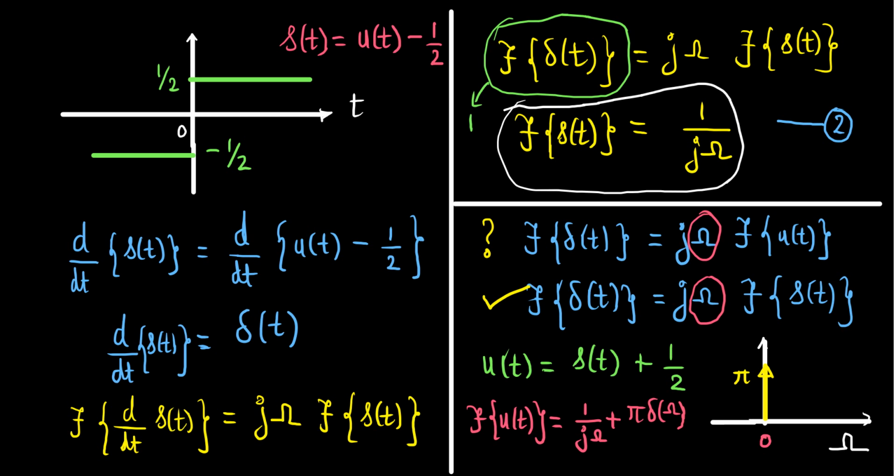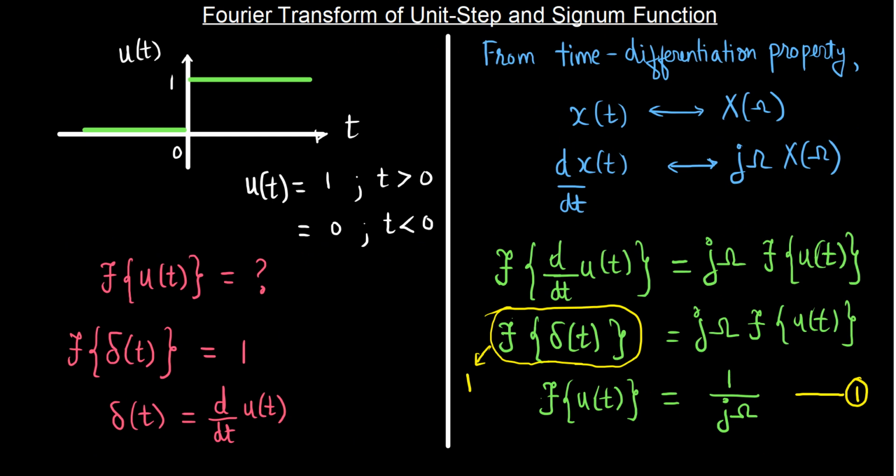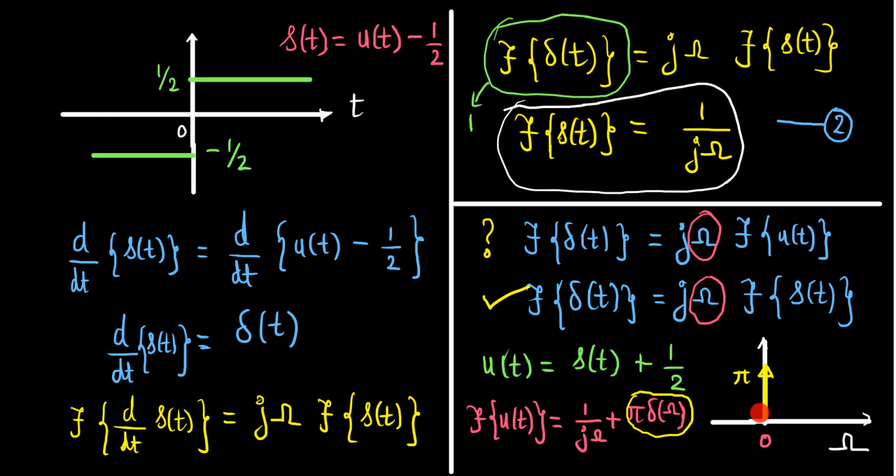Now you can see that this element that I'm encircling here was missing. This factor was missing when we were trying to derive the Fourier transform of u of t directly. The pi times delta omega factor was missing because we were not considering the factor present at omega equals 0, and that can be obtained by some adjustments, by considering the signal that is a shifted version of u of t.